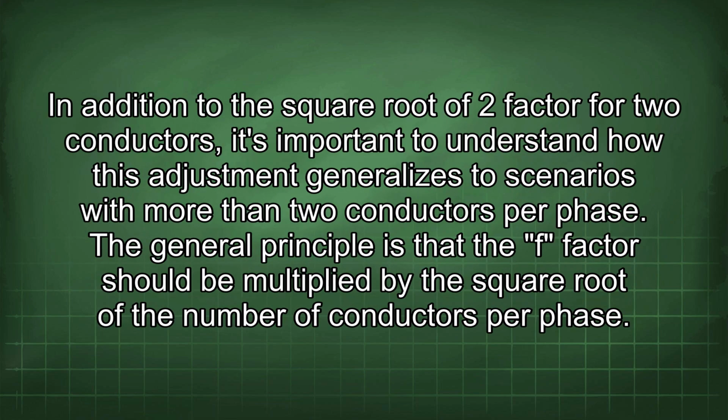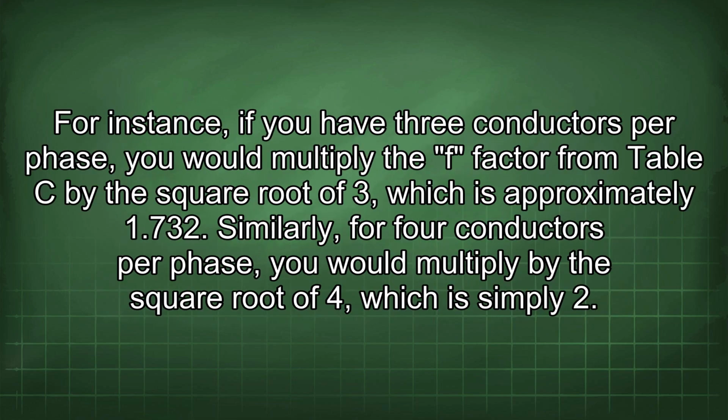In addition to the square root of 2 factor for 2 conductors, it's important to understand how this adjustment generalizes to scenarios with more than 2 conductors per phase. The general principle is that the F-factor should be multiplied by the square root of the number of conductors per phase. For instance, if you have 3 conductors per phase, you would multiply the F-factor from Table C by the square root of 3, which is approximately 1.732. Similarly, for 4 conductors per phase, you would multiply by the square root of 4, which is simply 2.